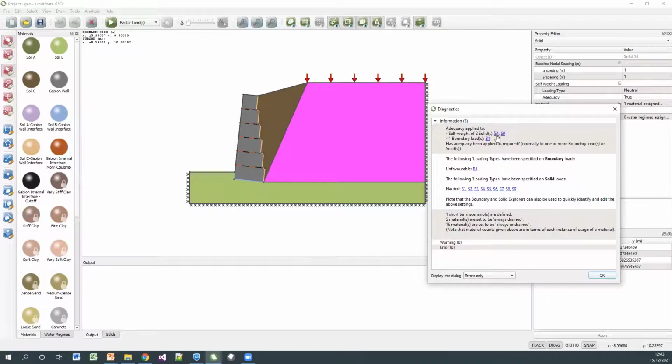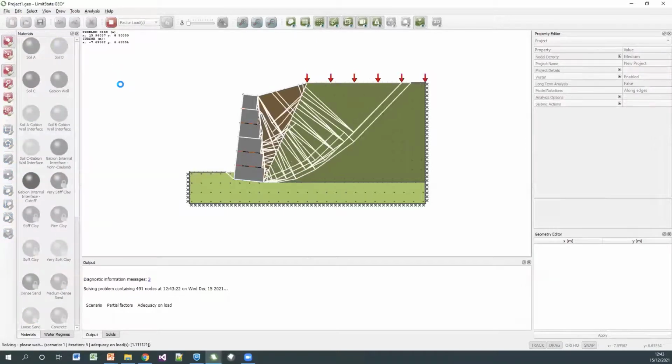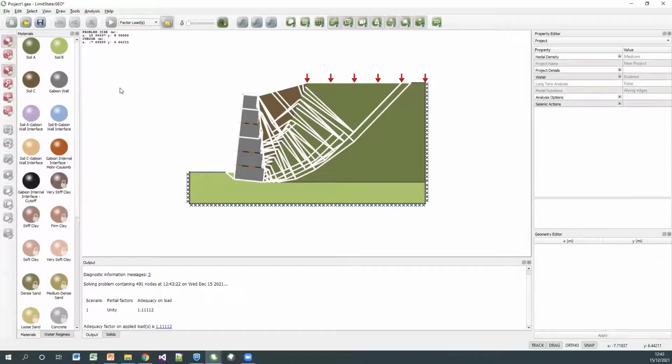It's actually set to the self-weight of that solid that's just highlighted, and also this surcharge. So we're basically asking the question, how much bigger does the backfill weight and the surcharge have to get to cause collapse? So I'm going to click solve. To solve the problem, I just click this button, and it quickly finds the failure mechanism.